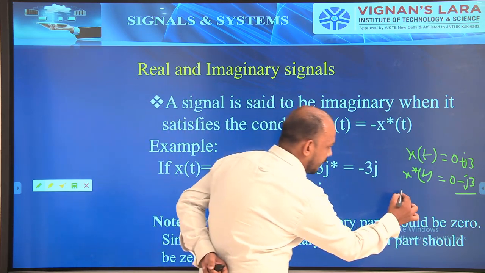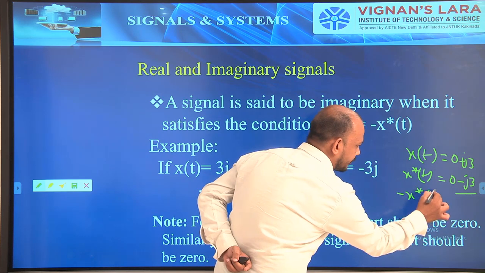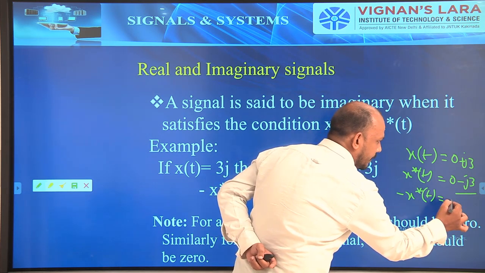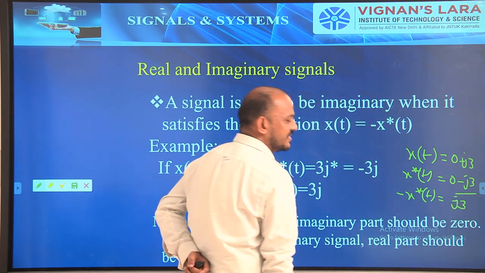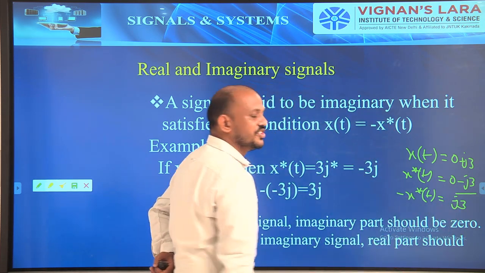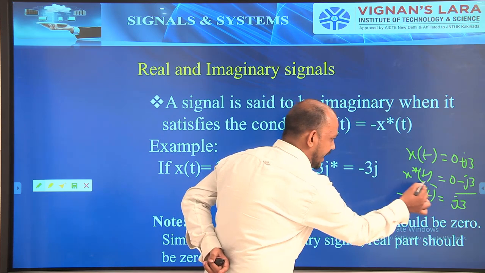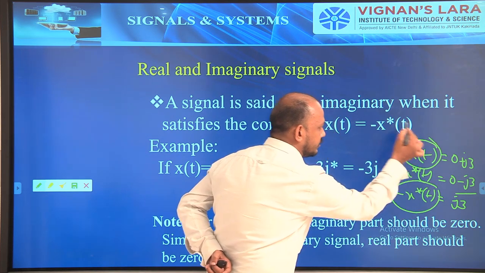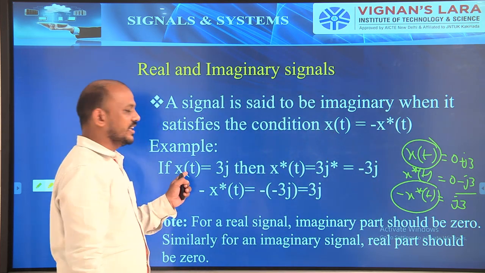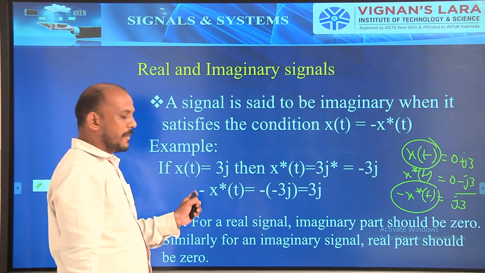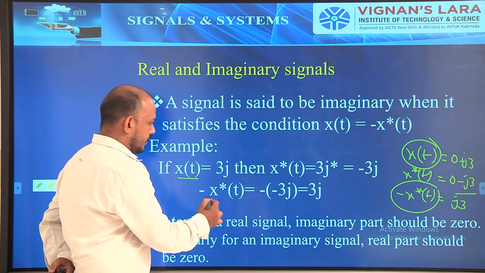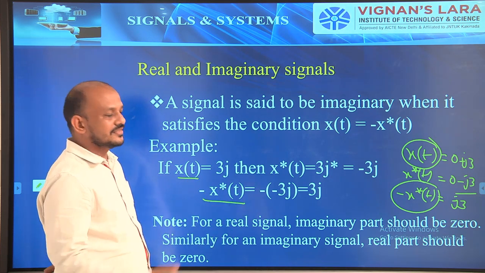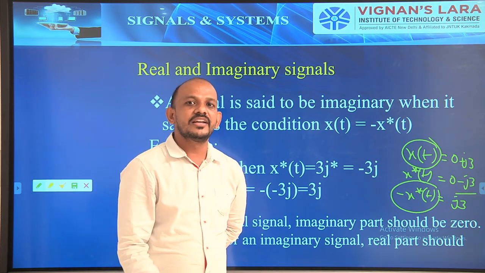Sir, what do you need? Minus x star of t. Minus x star of t is minus of minus plus j3. Minus of minus plus j3. That is nothing but 3j. So this value is equal to this value. That is, x of t is equal to minus x star of t. Here x of t is equal to minus x star of t. Then this type of signals are called imaginary signals.